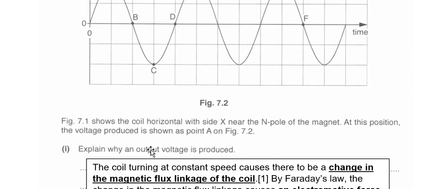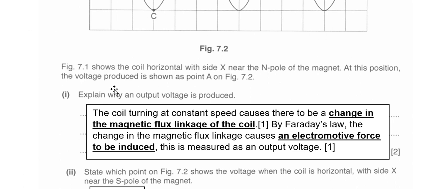Explain why an output voltage is produced. This is a general question that links to Faraday's law. Basically, you have to mention there is a change in magnetic flux or magnetic flux linkage of the coil because the coil is turning. And there is therefore an induced EMF. So these are the two key points to discuss.